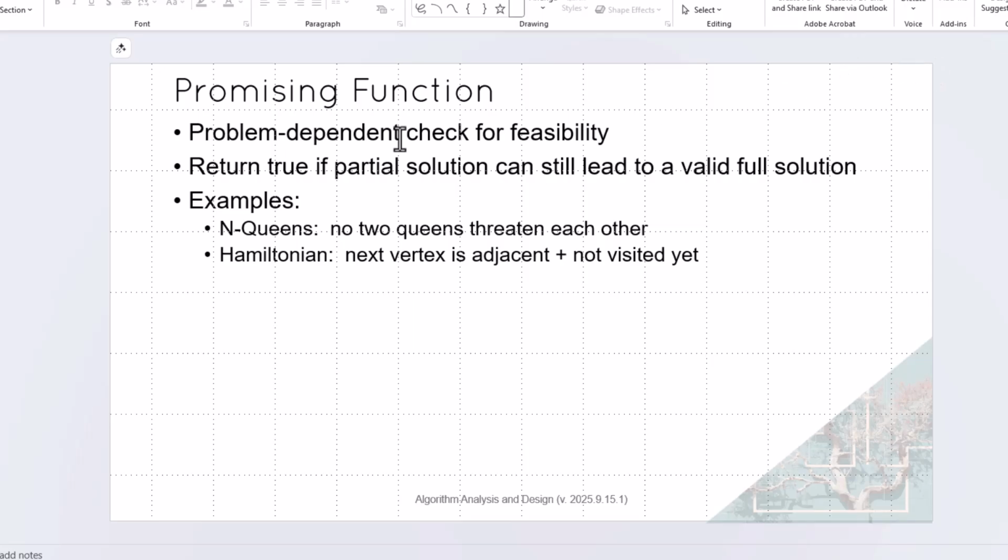The promising function is a problem-dependent check for feasibility. It returns true if the partial solution can lead to a valid full solution. Examples again, n queens and Hamiltonian. I think that's a repeat of an earlier slide, but I think that was intentional. So for Hamiltonian, the next vertex is adjacent and not visited yet.